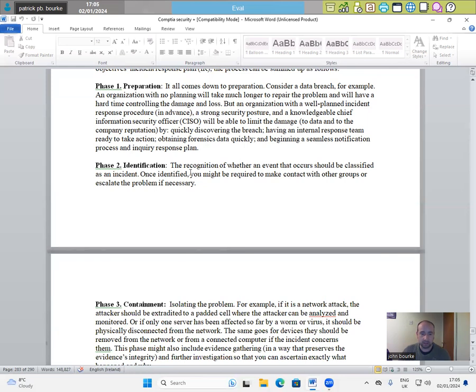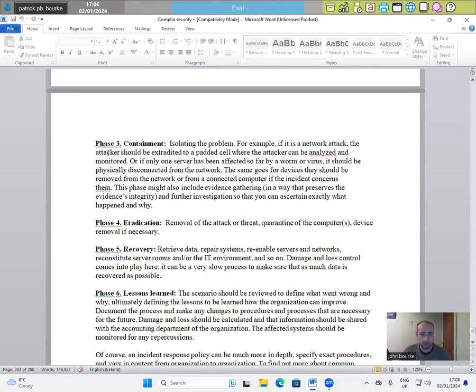Phase 2, identification. The recognition of whether an event that occurs should be classified as an incident. Once it is an incident, you might be required to make contact with other groups or escalate the problem if necessary. Phase 3, containment, isolating the problem.